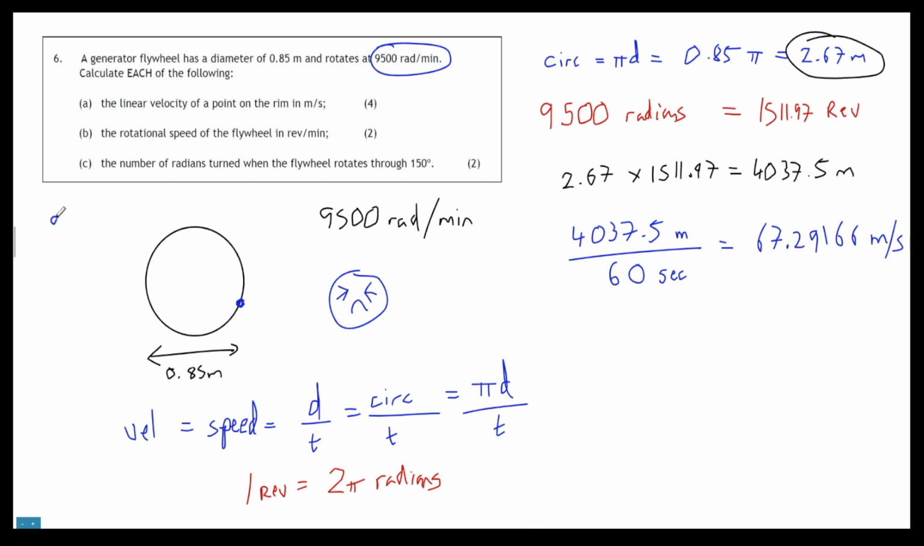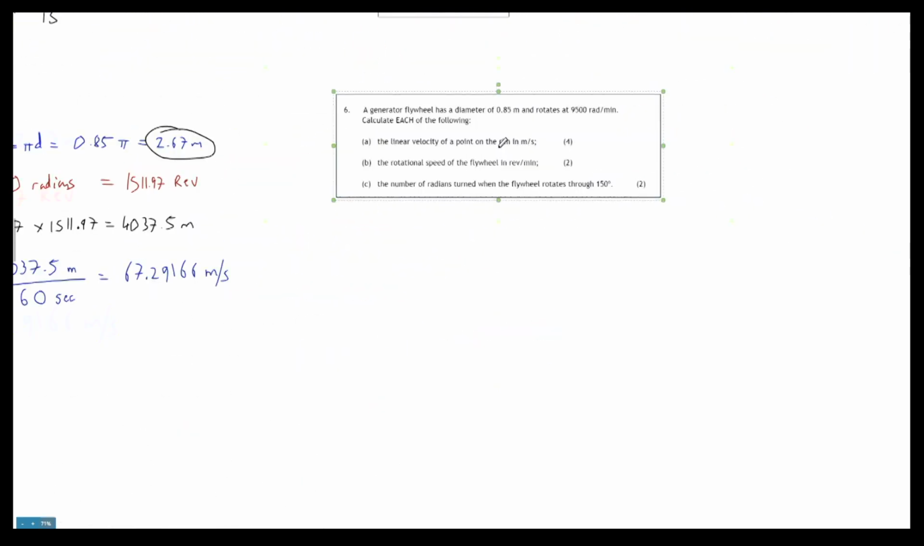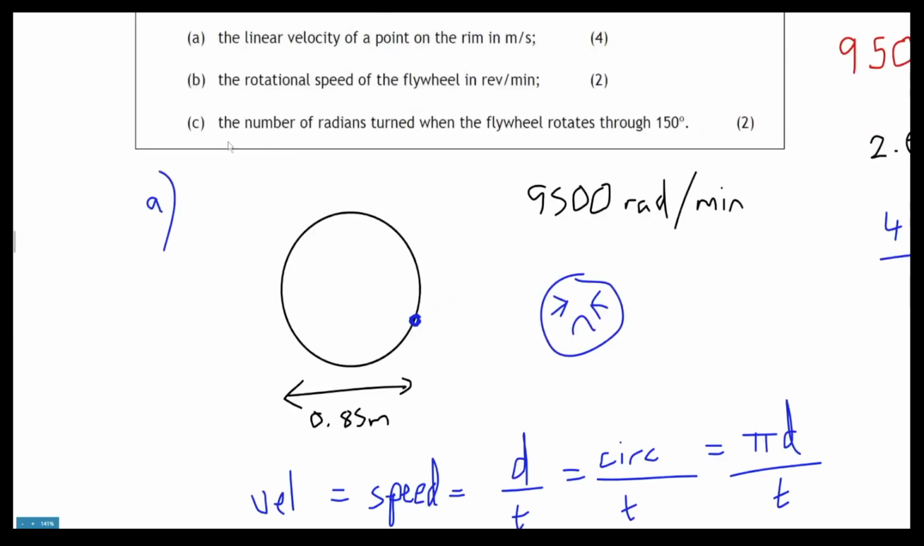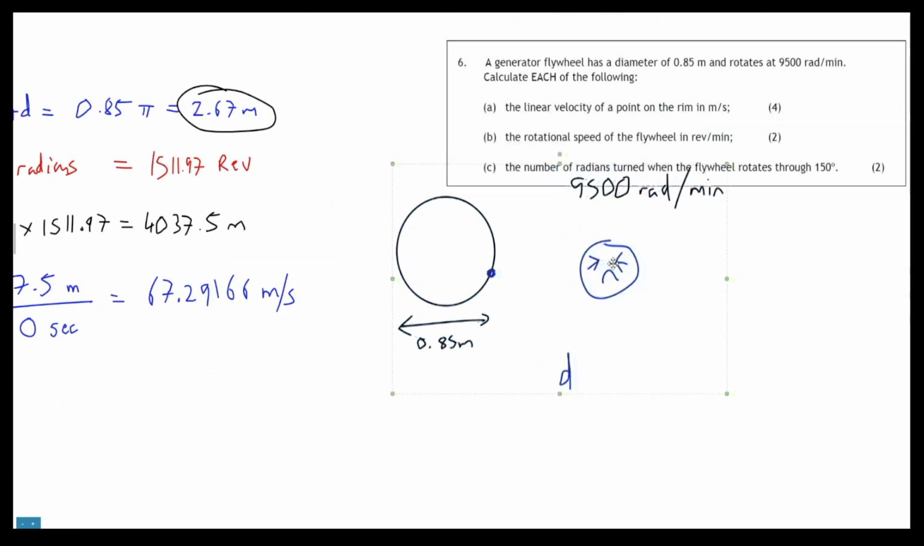That was part A. Now we're going to do part B, which is the rotational speed of the flywheel. I think it's going to be a lot easier. Let's make some space. Rotational speed. I still need my picture. Let me just go grab my guy. Here he is. It's got all the information on it. Let's drop it down over here.